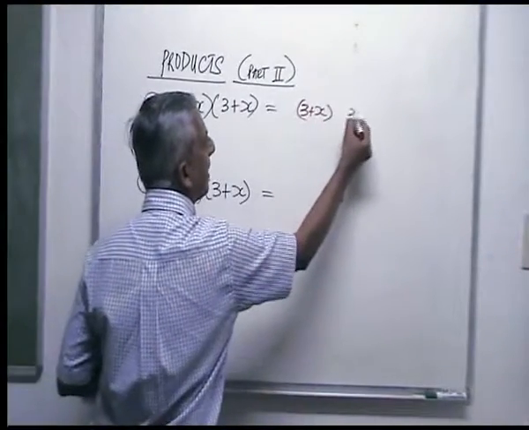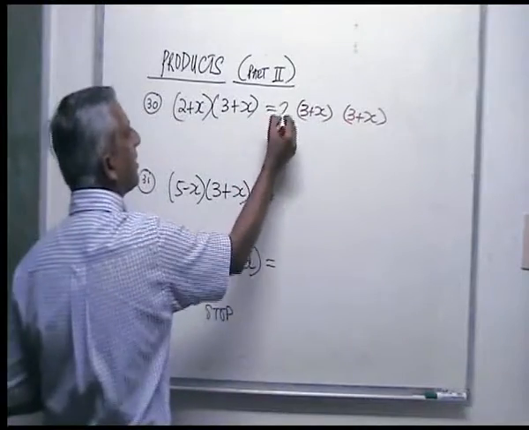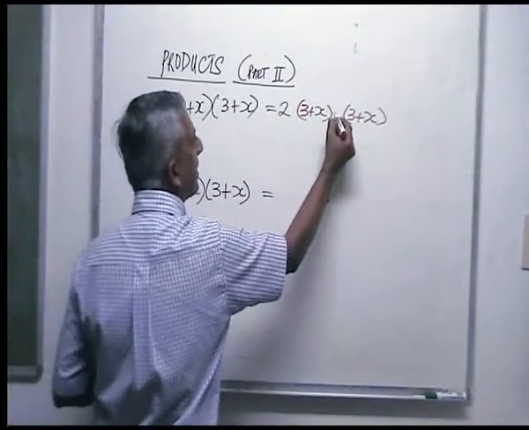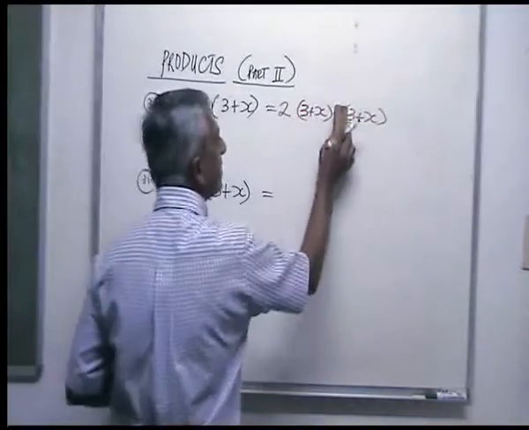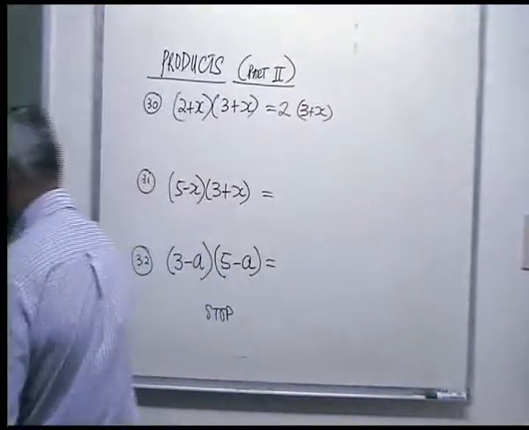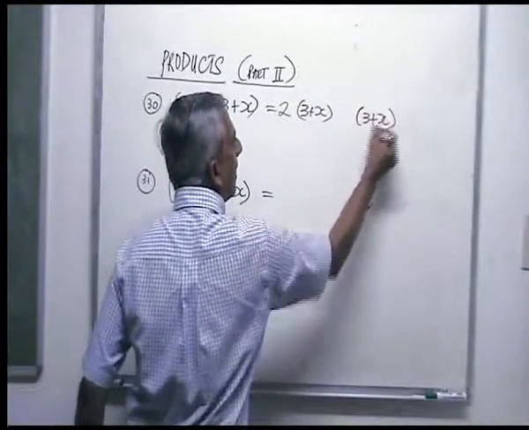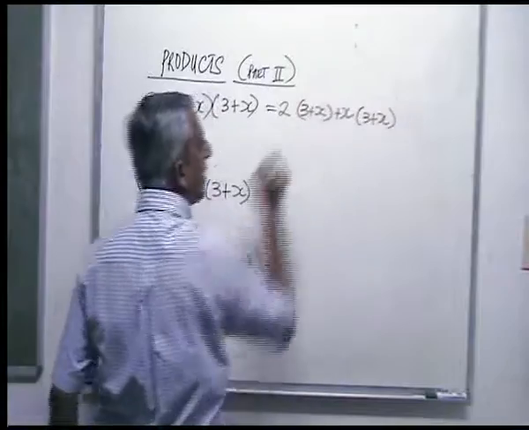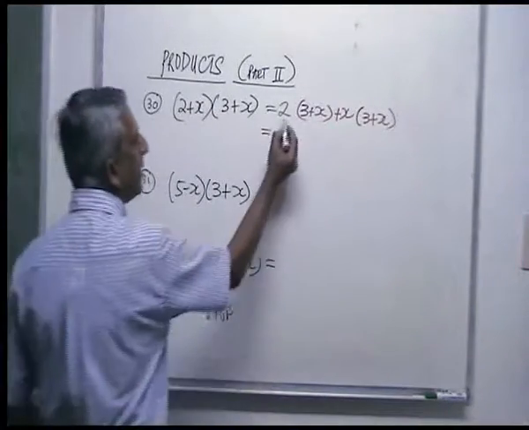Two times. You wrote the second bracket 2 times. In front of the first bracket you wrote 2. In front of the second bracket you wrote plus x. Sorry about that, this space is not enough. So there's your second bracket, and in front of your second bracket you wrote plus x. And then you just multiplied.